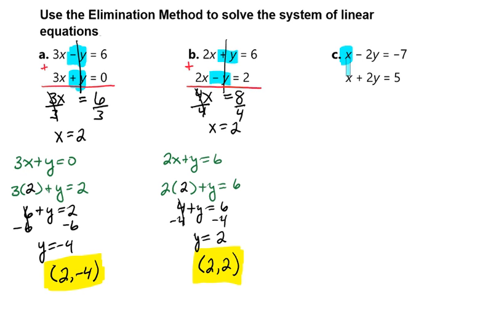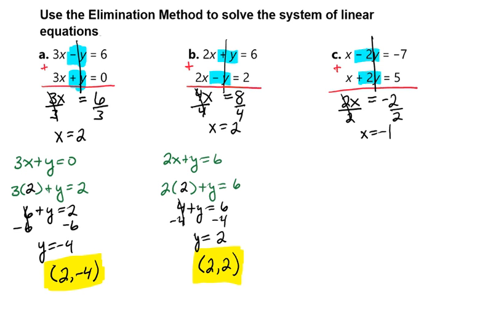So here we have matching x's, and we have matching opposite y's. Because our y's are matching opposites, those are the ones that we will use to eliminate. It's a little bit easier. So we'll add those right away, giving us 2x. The y's will immediately cancel out, and then a negative 2. We divide both sides by 2 to get x equals negative 1.